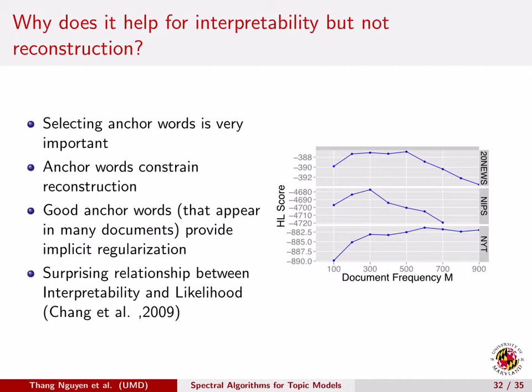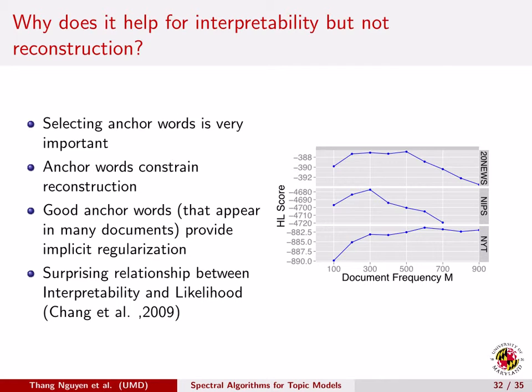So there are a couple of things going on here. One is that selecting the anchor words is very important. And if you do a bad job of selecting the anchor words, regularization can help more. But if you do the things that Arora et al. tell you to do in the paper to select the anchor words, such as only allowing anchor words that appear in some set number of documents, say 700 or so, that has a huge impact on the held out likelihood. And what we think is going on is that this process of selecting anchor words is providing some sort of implicit regularization.